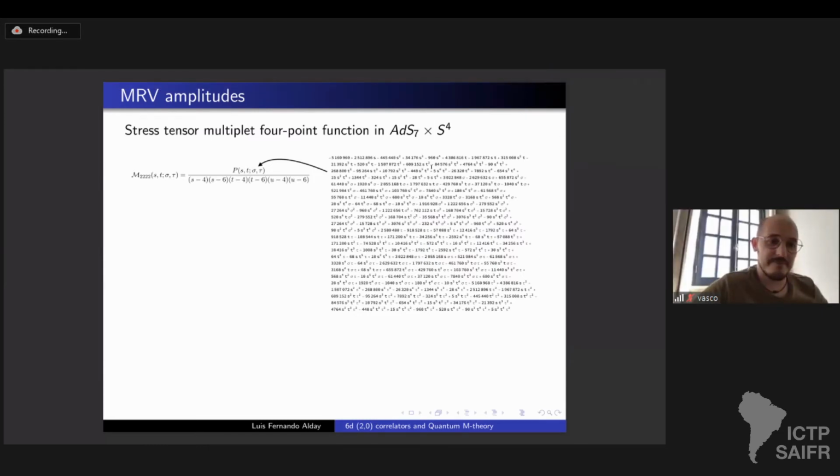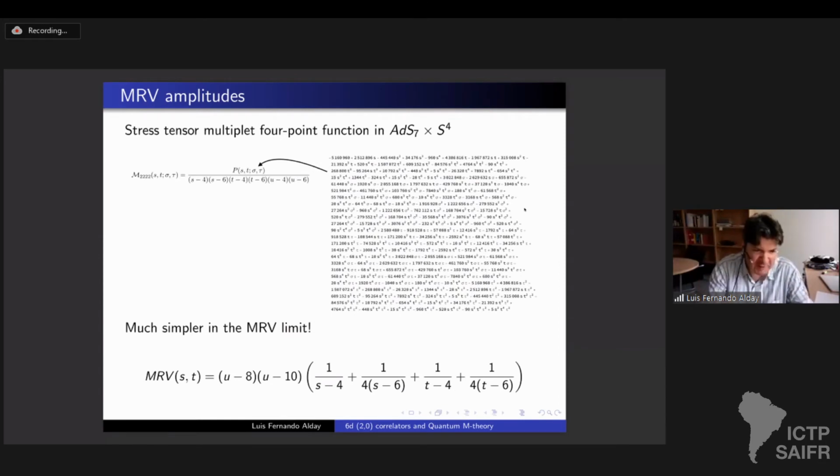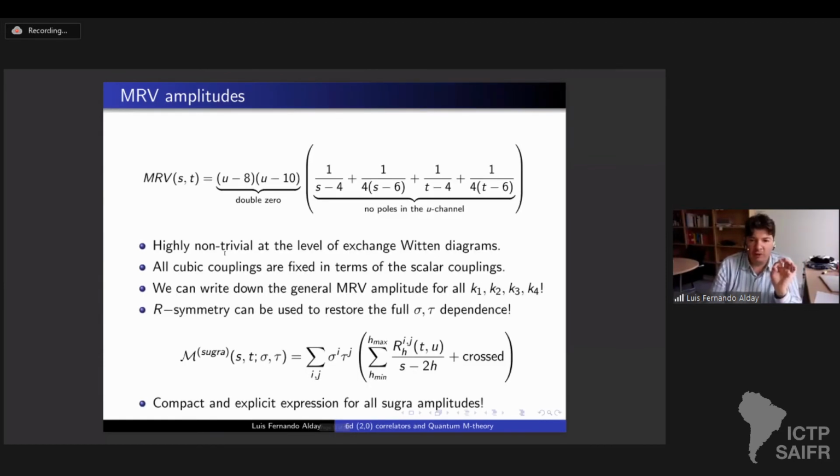So just to give you an example, this is the stress tensor multiplet 4-point function for AdS7 × S4. This is the simplest 4-point function, the O2, O2, O2, O2. And you see that although it is the simplest, it is quite horrible. It has a series of poles in S, T, and U, and some horrific numerator, which is a polynomial in S and T, sigma and tau. However, if we set sigma to 0 and tau to 1, we obtain this much simpler expression in the MRV limit.